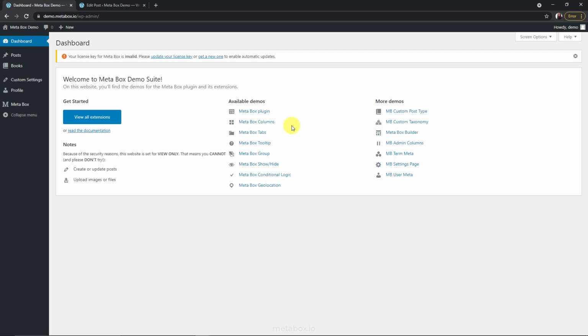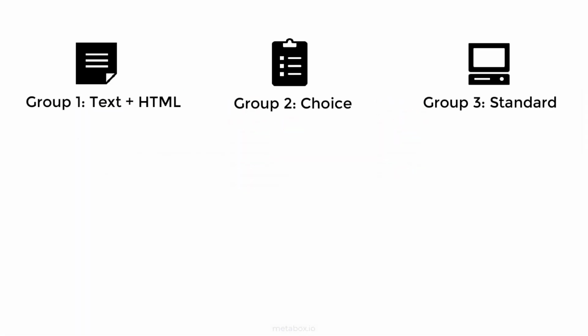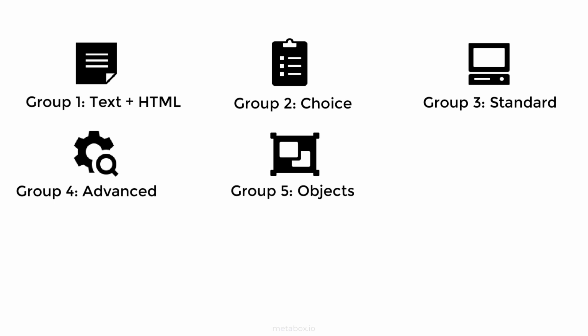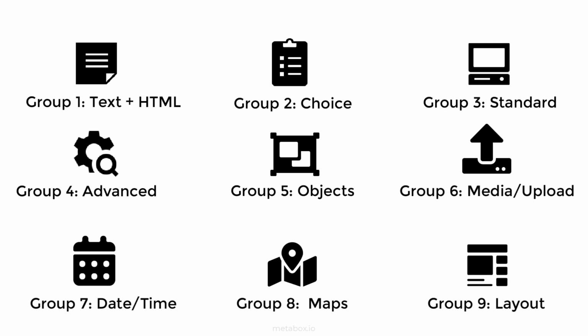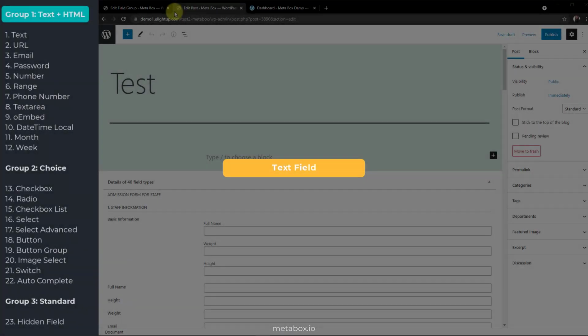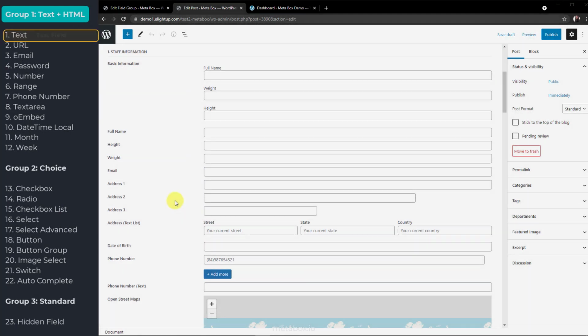Now let's dig into each field. We put 50 fields into 9 categories based on their functions and features, so you can easily follow them. To start with, take a look at the text field, the most basic and popular field.